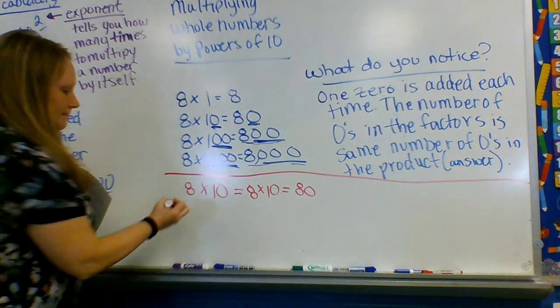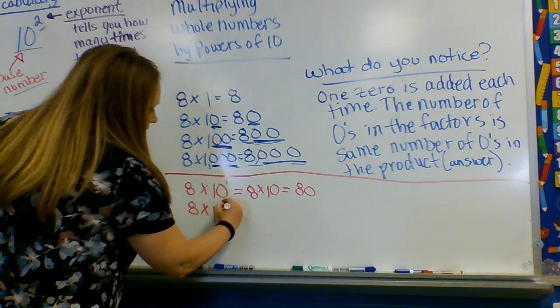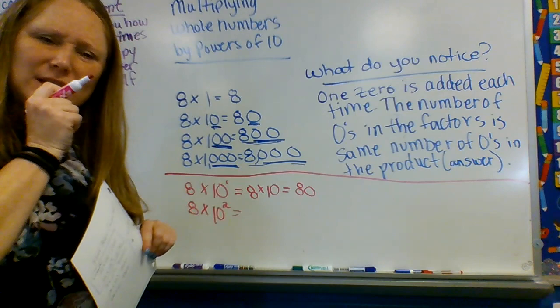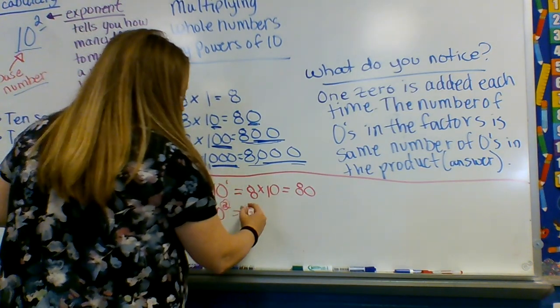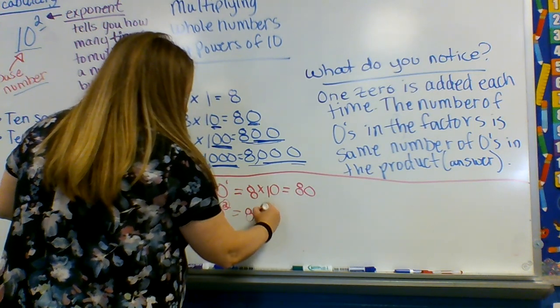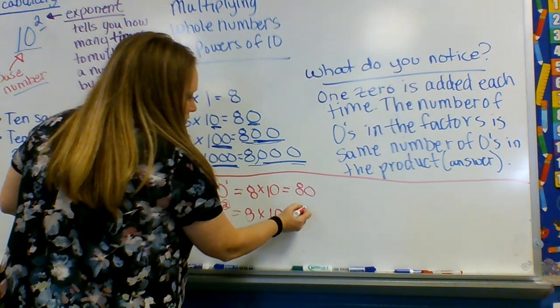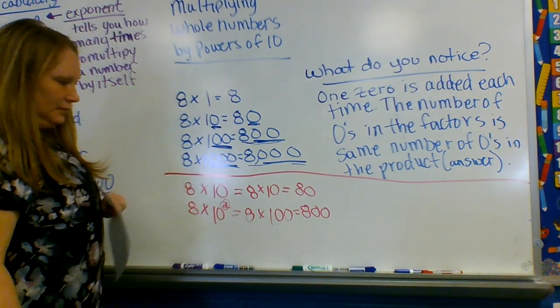80. All right, let's do 8 times 10 to the second power. What's the second power? That tells you that it has 2 zeros, because the exponent tells you how many zeros. So it's really 8 times 100, which makes our answer 800. Okay?